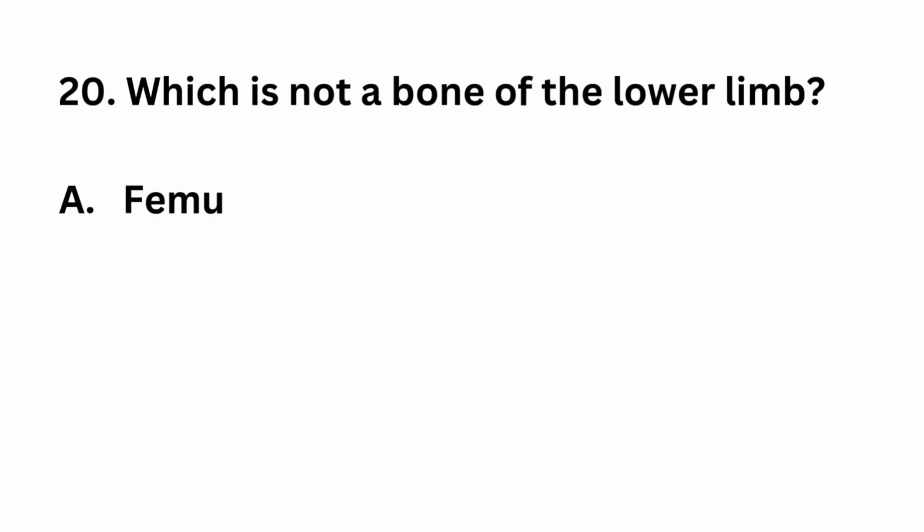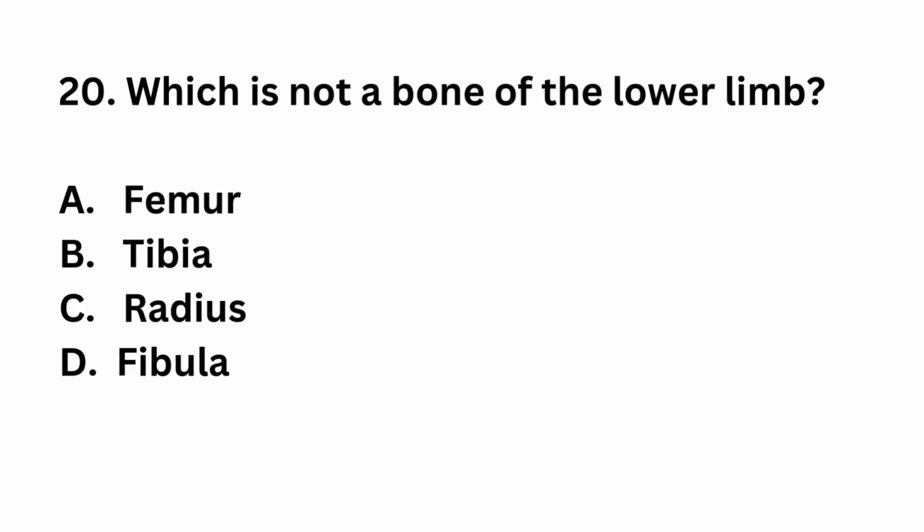20. Which is not a bone of the lower limb? A. Femur. B. Tibia. C. Radius. D. Fibula. The answer is C. Radius.